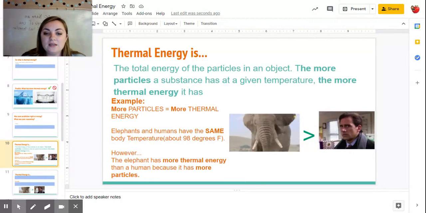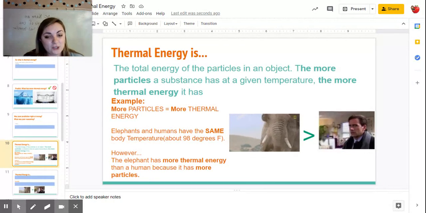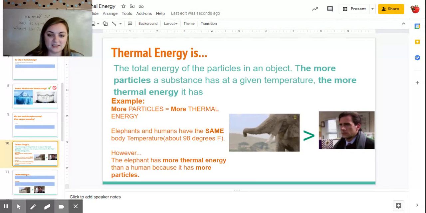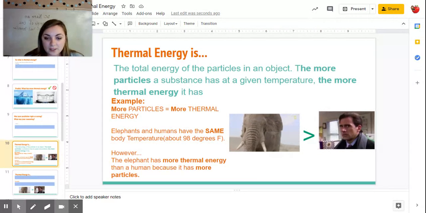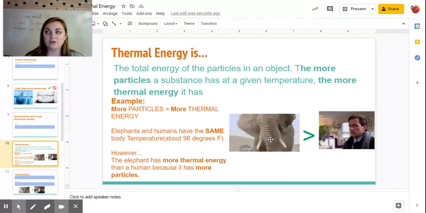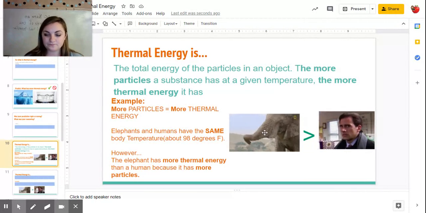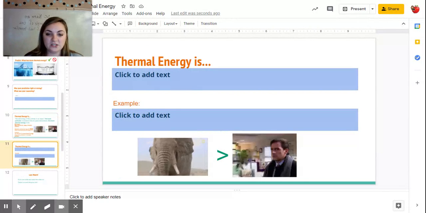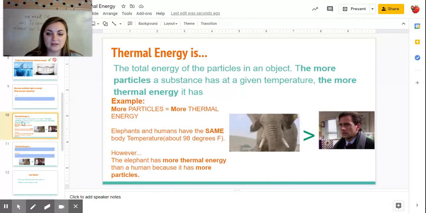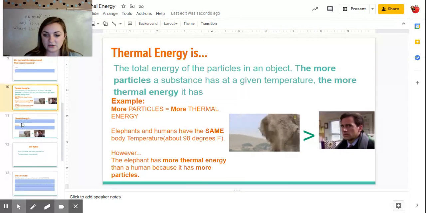And we see that in this example, elephants and humans have the same body temperature, about 98 degrees Fahrenheit. However, the elephant will have much more thermal energy than the human because it has more particles. It's bigger. And you guys are going to type that into your notes here. So you can go back and pause and go over and type that into your notes.